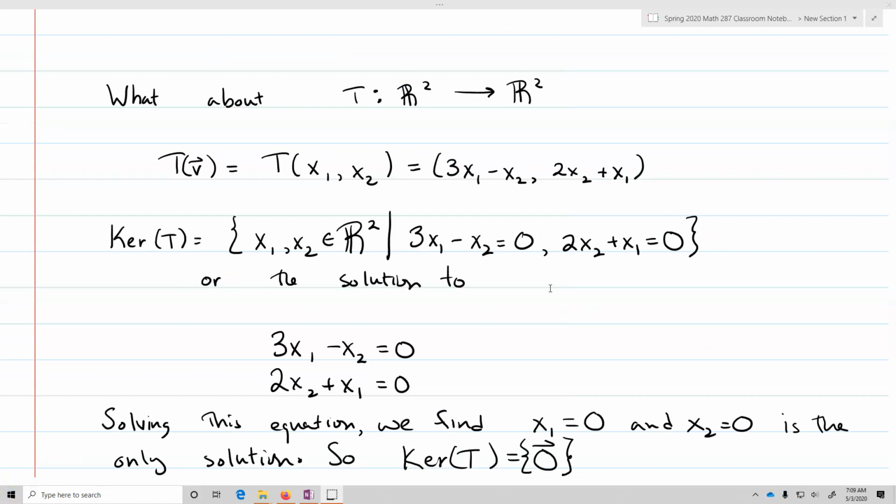Taking something a little bit more familiar, let's say, for example, we have T from R2 to R2. So T of v, we're going to define it as T of (x1, x2) equals (3x1 minus x2, 2x2 plus x1). So our kernel of T is going to be basically the solution to 3x1 minus x2 equals 0 and 2x2 plus x1 equals 0. That's giving us back the zero vector. When we solve the equation, we're going to find that x1 equals 0 and x2 equals 0 is the only solution. So the kernel of T is equal to the zero vector.